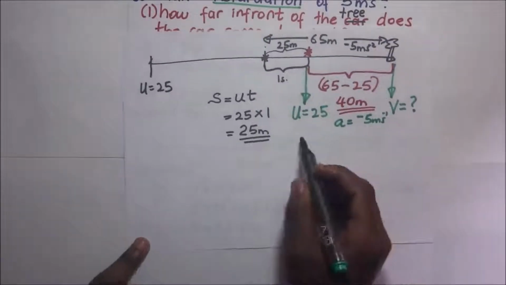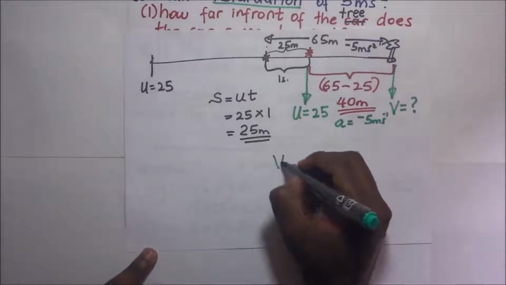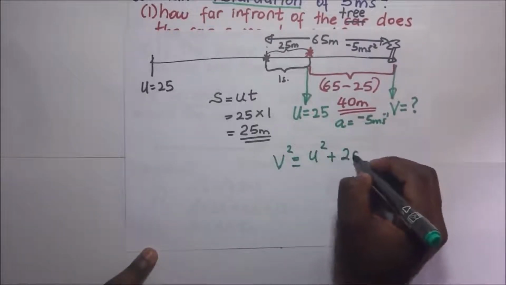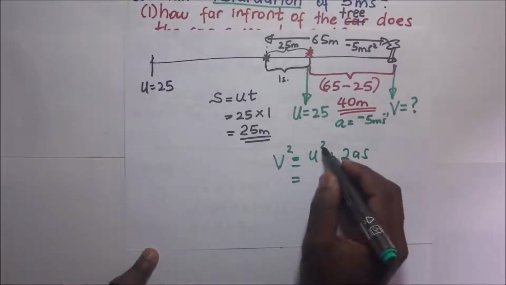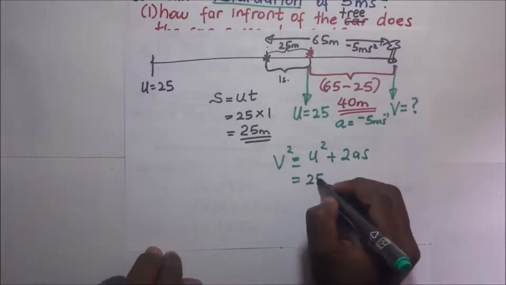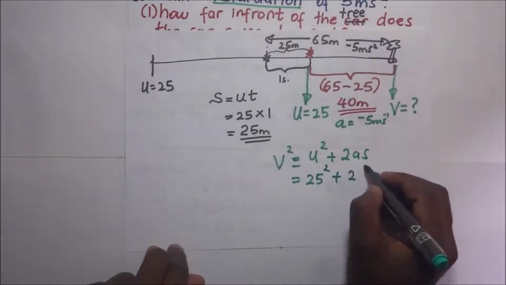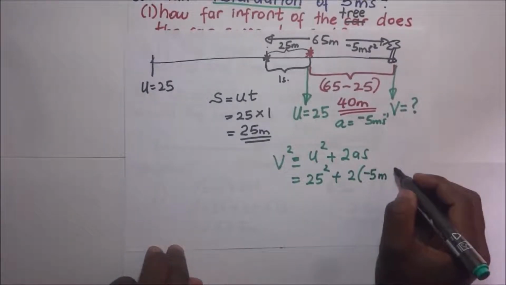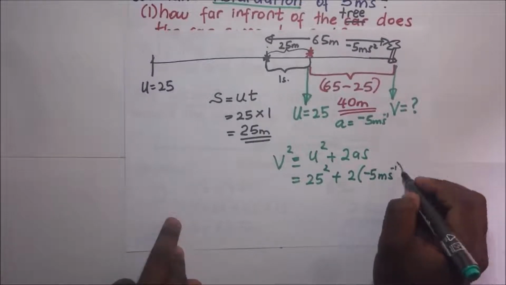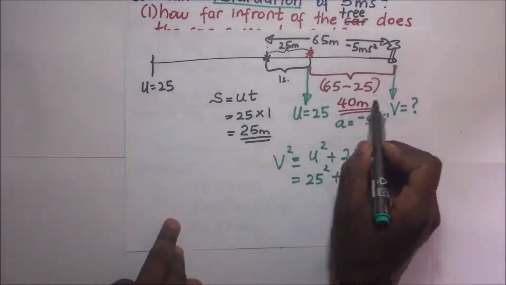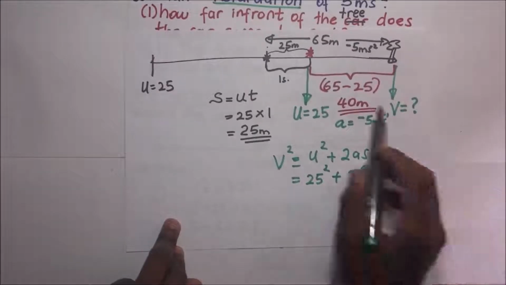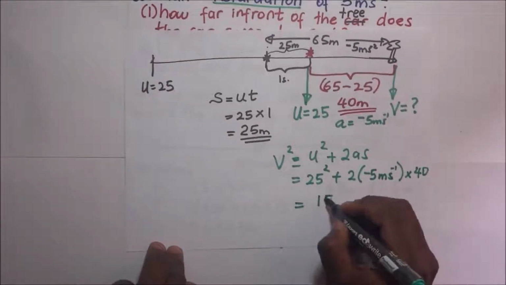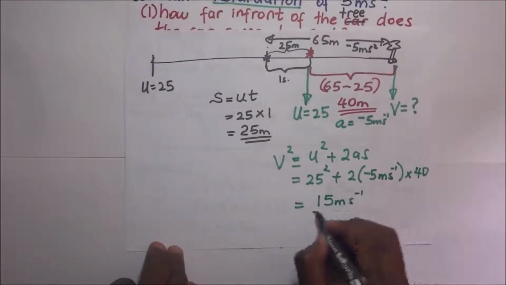So to get the final velocity v, still we are going to say v squared is equal to u squared plus 2as. That's going to be u squared, which is 25 squared, plus 2 times acceleration, which is -5. It's negative, meaning it's retarding, times the distance. The distance is 40 meters to hit the tree, and the velocity with which he hits the tree is 50 meters per second.